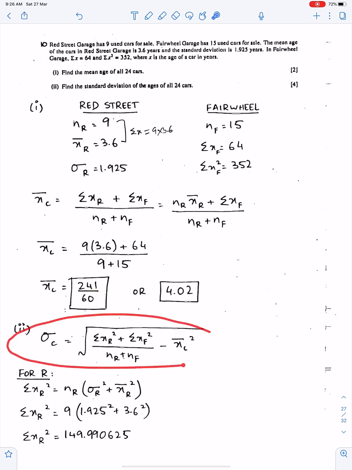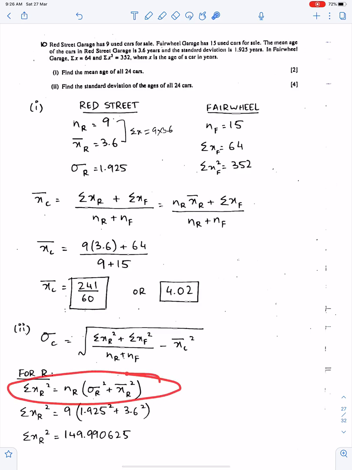Standard deviation. This is the formula for the standard deviation, and sigma x square. We discussed these formulas earlier in this lecture, so you must know these formulas. Make sure after this lecture you learn these formulas. So sigma x square, for Red Street. This is for Fairville, and this is sigma. This information is given to find sigma x square for Red Street.